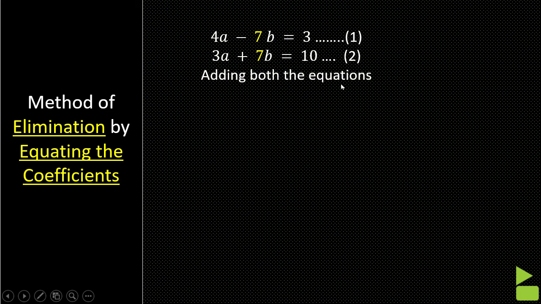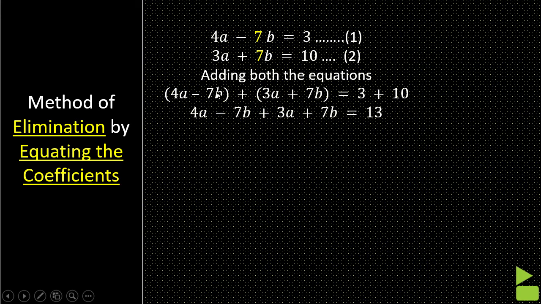Now if we are adding the equations, the left hand side should be added to the left hand side and the right hand side to the right hand side. So definitely 4a minus 7b should be added to 3a plus 7b, and 3 is added to 10. The exterior sign of this bracket is positive, so if we open the bracket, 3a should be as it is with positive sign, and 7b should be as it is with positive sign. So 7b was negative, and 7b was positive, it remains positive. So signs are repeating as they are.